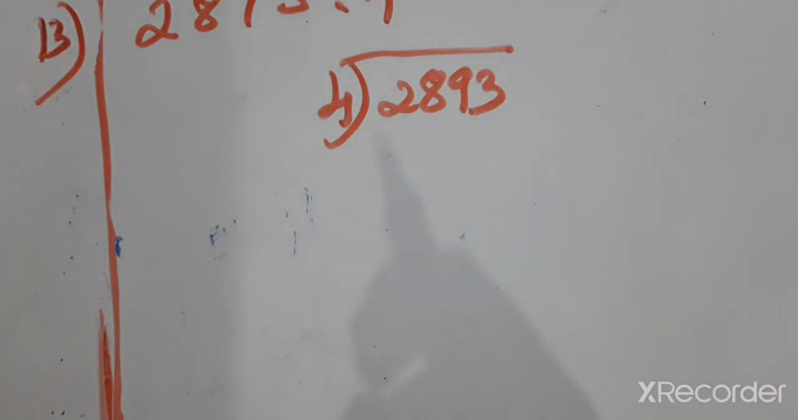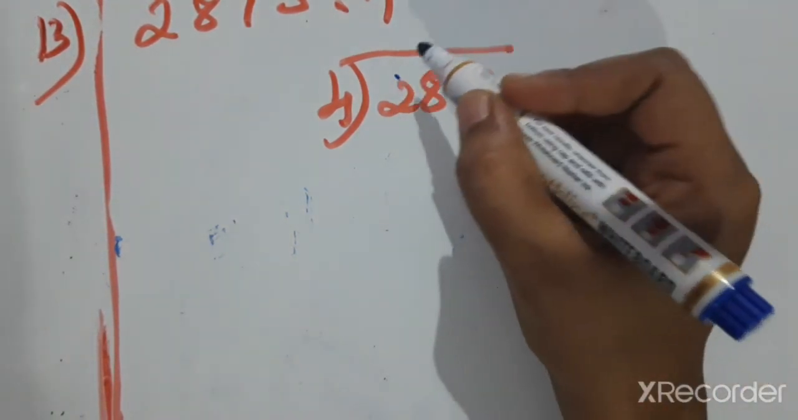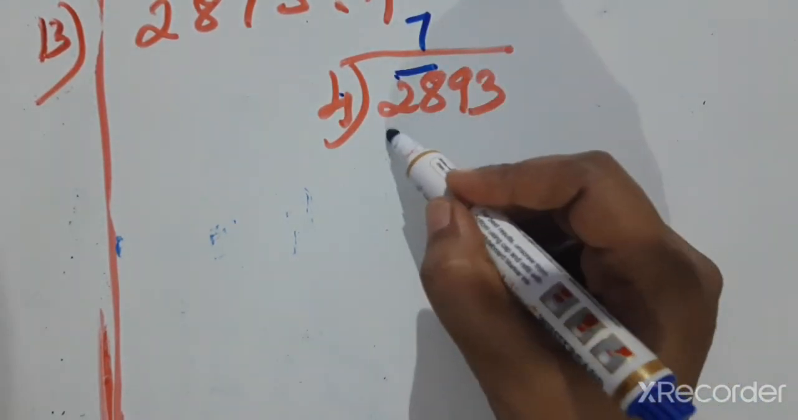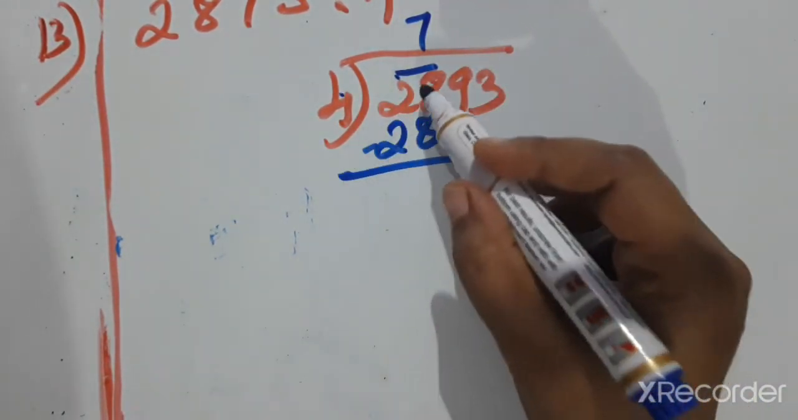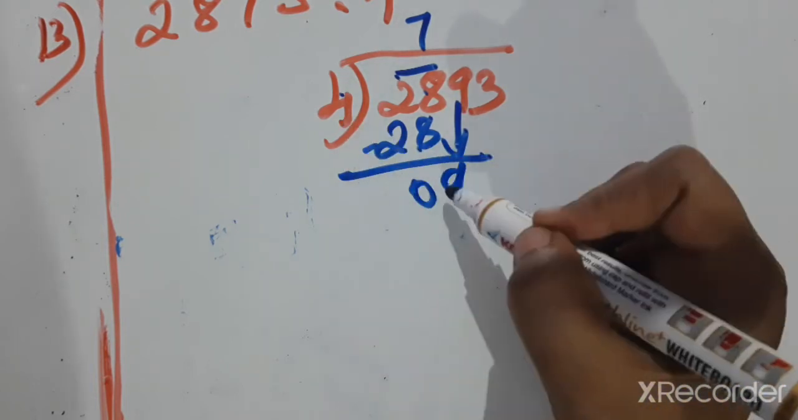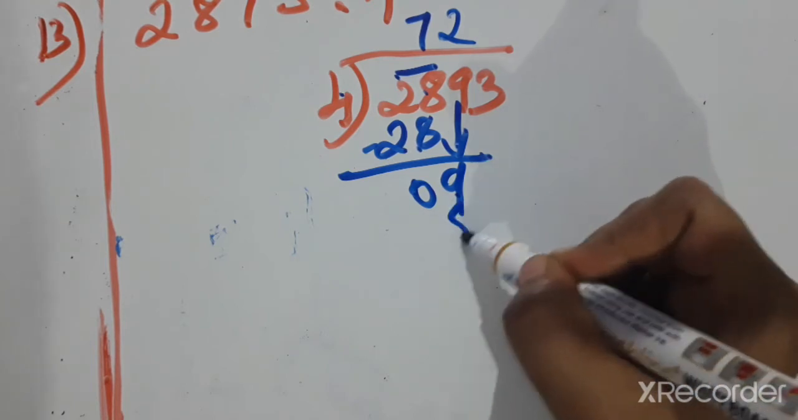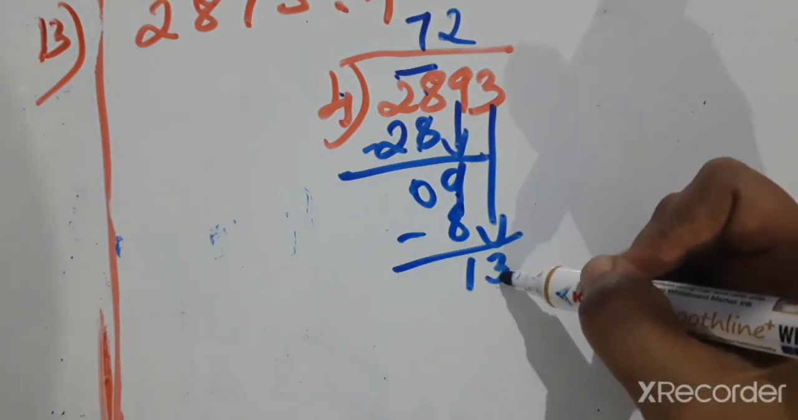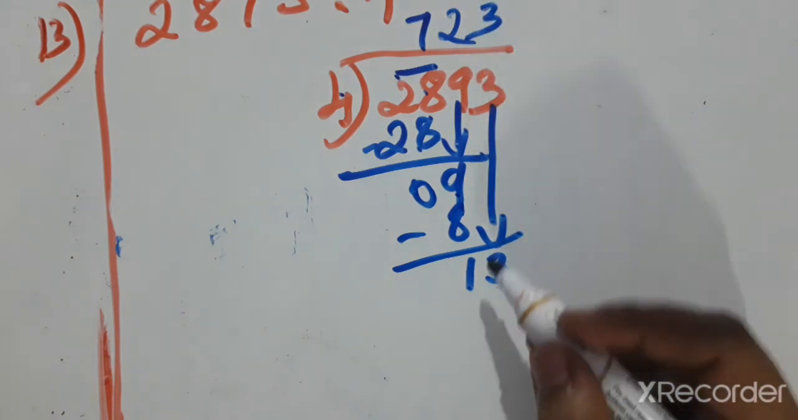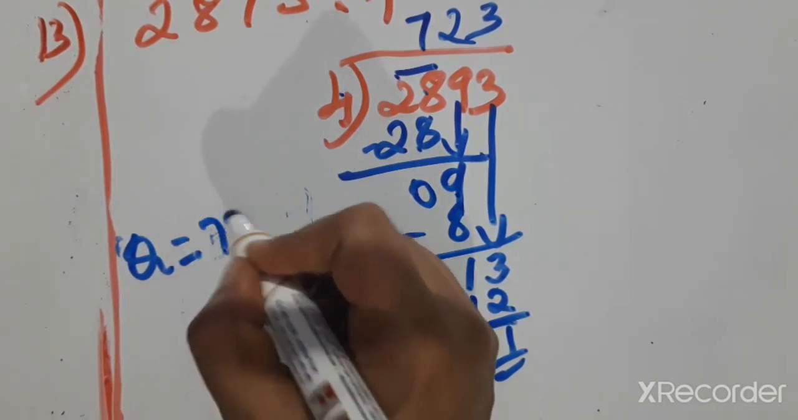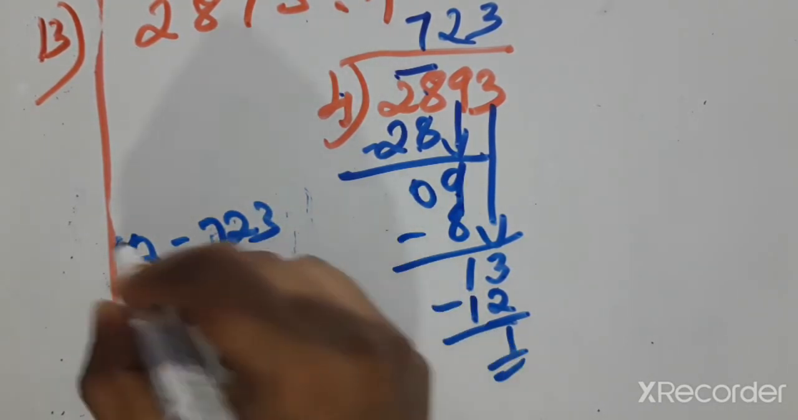2893 divided by 4. So whether we can consider 2? No. So 28. 28 means 4 7s are 28. That is an exact one. 28 minus 28 is 0. Then bring one number down, that is 9. 4 how much is nearer to 9? 4 2s are 8. Minus means 1. Bring 3 down. 4 how much is nearer to 13? 4 3s are 12. Remainder is 1. Quotient is 723. Remainder is 1.